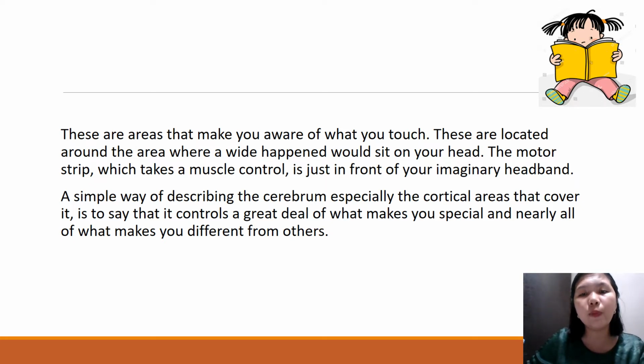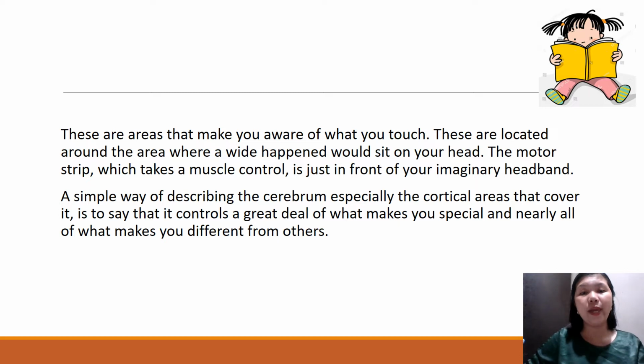The section of the cerebrum that is under the bumps on the back of your head takes care of visual information, or every sight that you can see. Another area towards the sides of your head takes care of aural information, or all sounds that you hear. These are the areas that make you aware of what you touch. They are located around the area where a headband would sit on your head. The motor strip, which takes care of muscle control, is just in front of your imaginary headband.